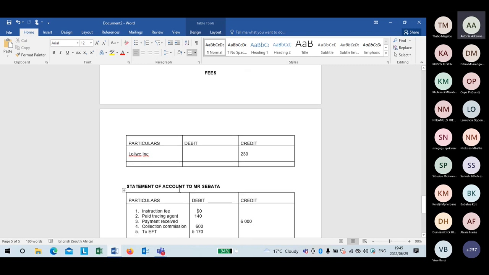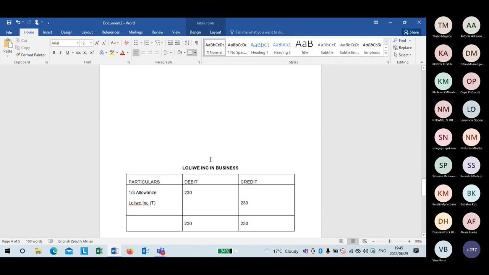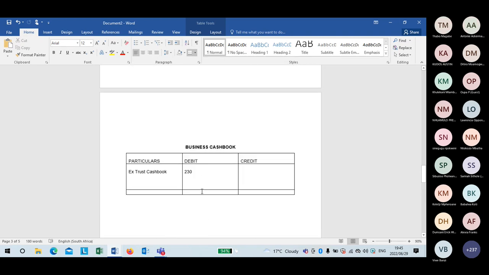Yes, it's only recorded on one side. So yes, on the credit side only. If they require us to balance the accounts, how would we indicate the balance of this one and the business cash book? Okay, let's go to the business cash book quickly if you want to see how you'll balance it.